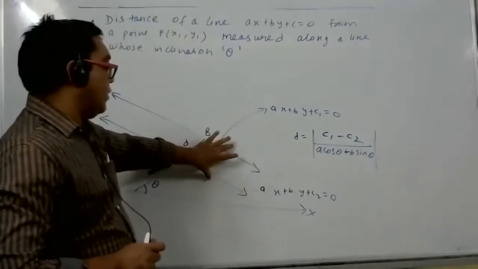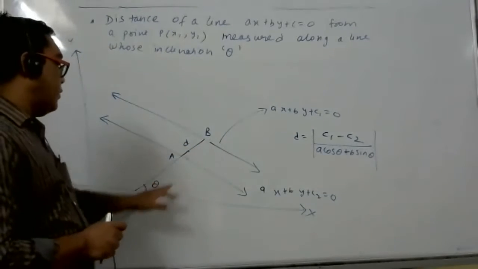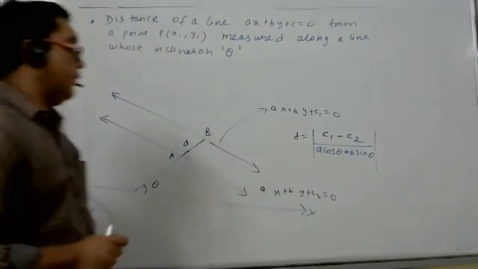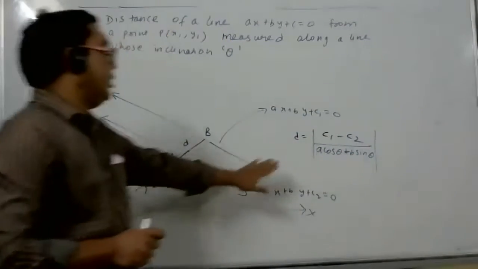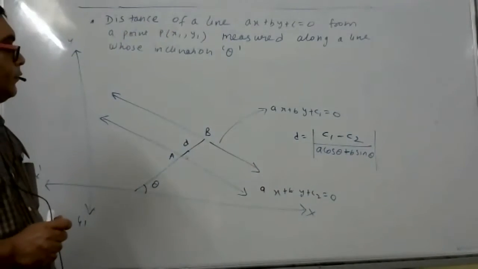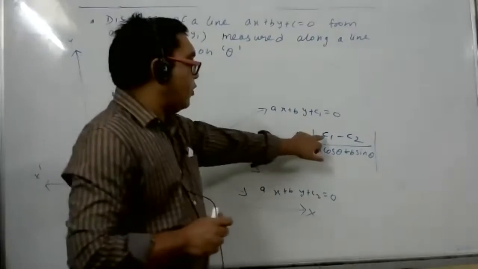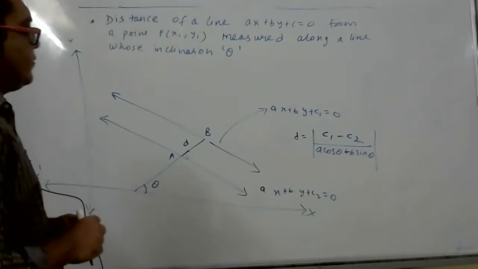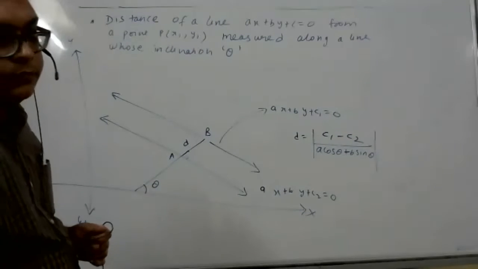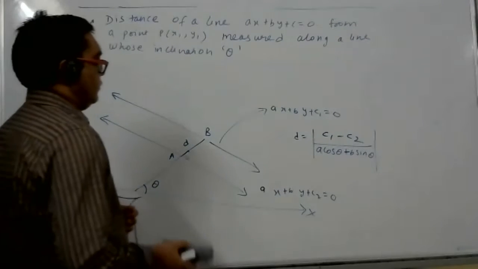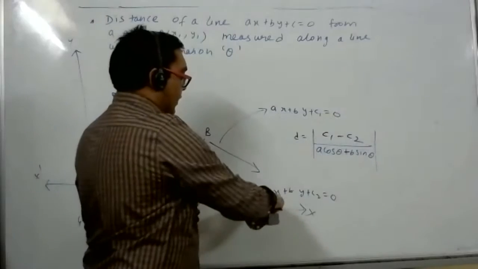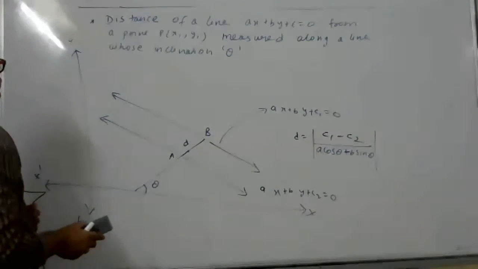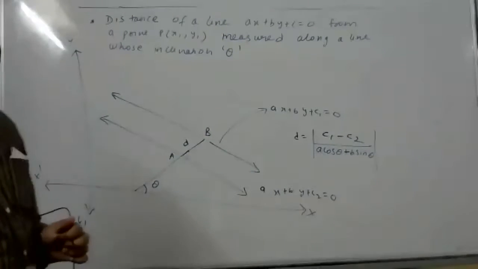Then the distance between these two lines measured along a line whose inclination is theta is C1 minus C2 by A cos theta plus B sin theta. This is the formula. Write down. Change the previous one. Previous one, by mistake, I wrote wrong. This is the formula actually. By mistake, I was thinking something else. AX plus BY plus C1, AX plus BY plus C2. This is the formula. So the board is okay now. It's fine now.